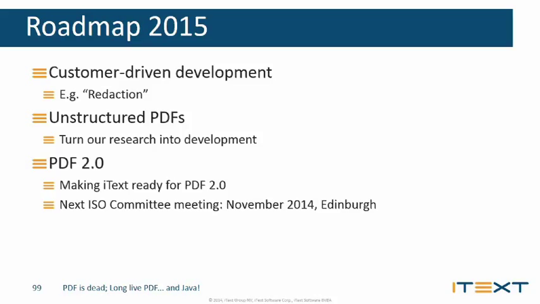So one of the things that will follow out of our research and development project that Raf showed, with detecting which words will be actual redaction, is where you have a rectangle and we are actually going to remove the content that is under this rectangle, because we can extract all the positions of every character. We are actually going to remove them from the content stream. Unstructured PDF, so in 2015 we hope that we can turn our research into actual development.